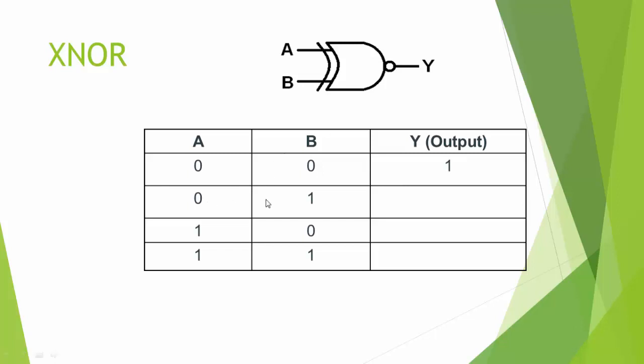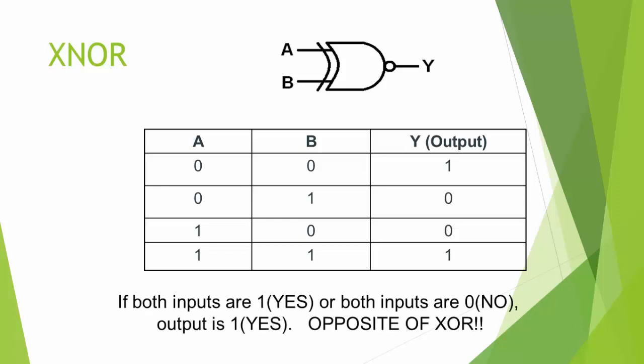When A is 0, B is 1, this is a 0 with a NOR gate, and we should get a 0. Vice versa, the same thing. A equals 1, B equals 0, we get a 0. And this is the case where, because it's exclusive not or, we get a 1 when A equals 1 and B equals 1. So this is the simple inversion of the XOR gate.